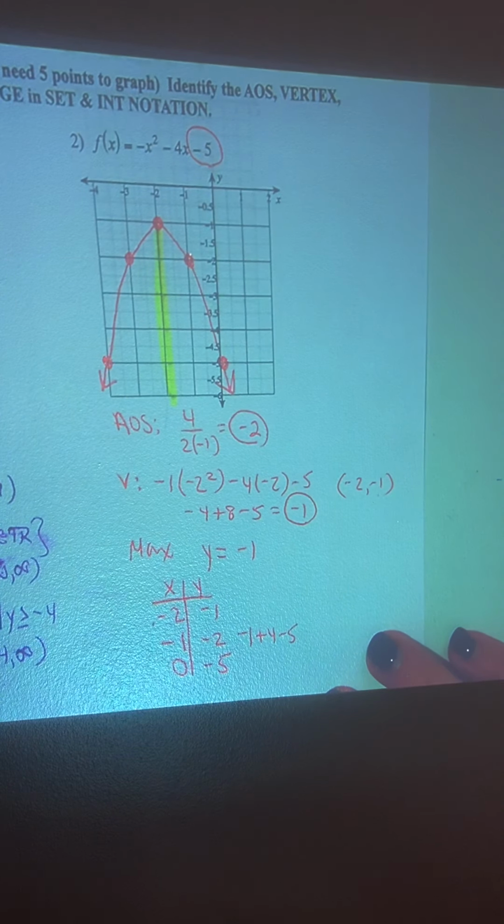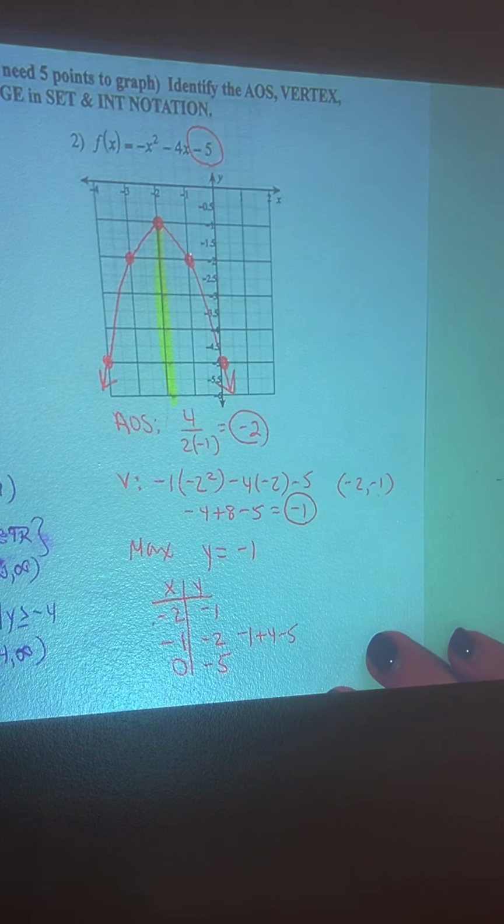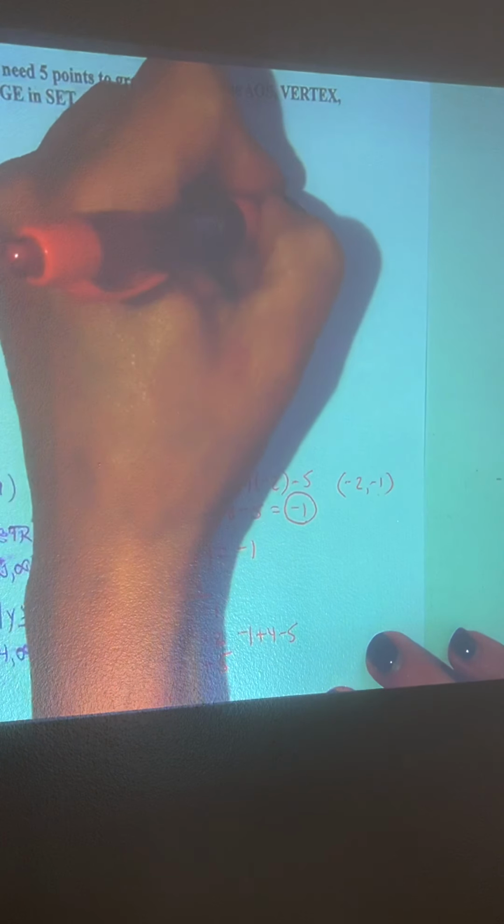Okay. Notice this has no x-intercepts. This has 0 solutions because it doesn't hit the x-axis at all. Whereas on the first problem, this has 2 solutions. Okay, this is an example of no solutions.